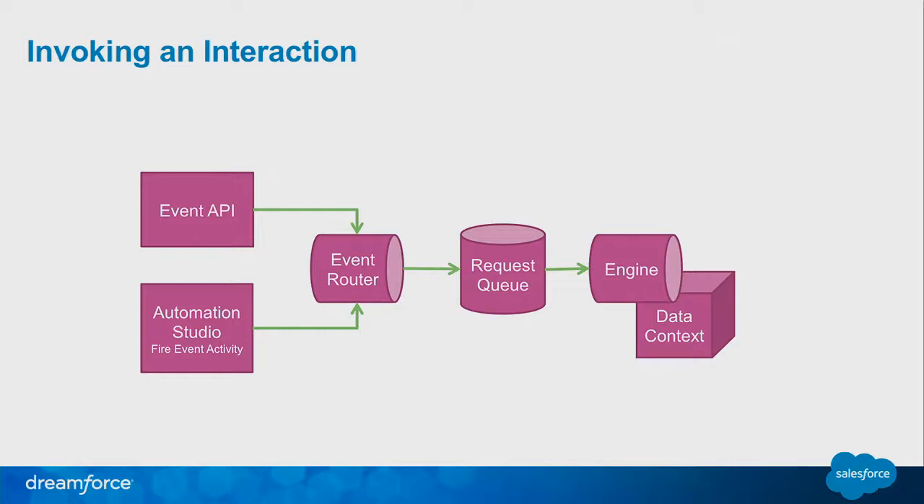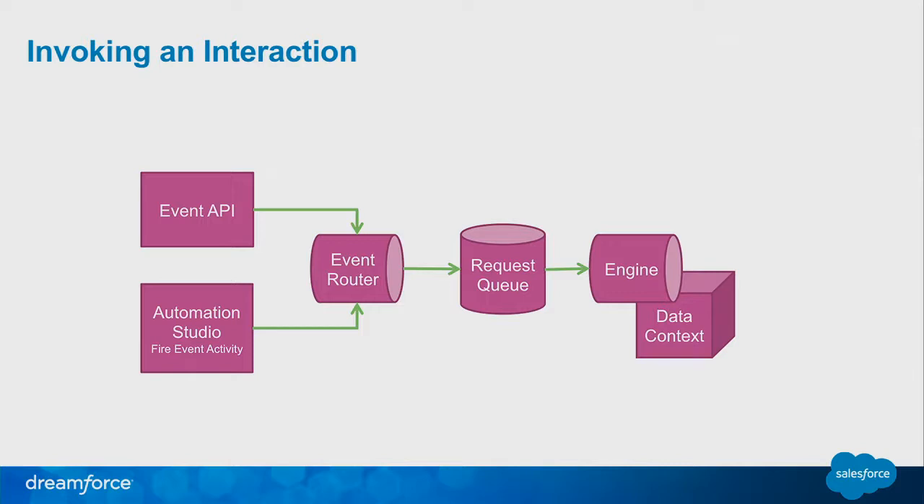So invoking interaction, what actually happens? There are 2 different ways that interactions can be invoked. First is through Automation Studio. It basically simulates events occurring. You take a data extension, and then for each of those, it'll invoke an interaction. Most people in this room, though, are probably more interested in our API, where you can actually, from a device or from some system, fire off these events into our system.